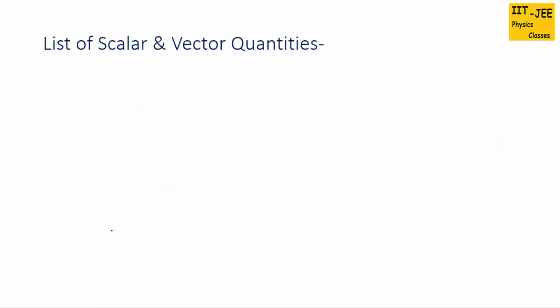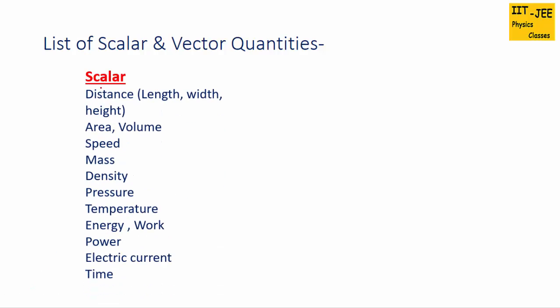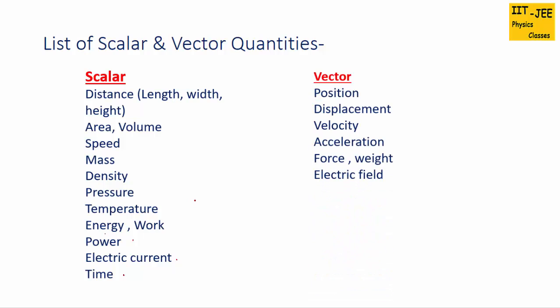Next is list of scalar and vector quantities. I have listed some scalar and vector quantities. So all kinds of distance, length, width, height are scalar quantities. Area, volume also are scalar quantities. Speed, mass, density, pressure, temperature are scalar quantities. Same way energy. Here all kinds of energies like chemical energy, kinetic energy, potential energy, work are scalar quantities. Electric current and time are scalar quantities.